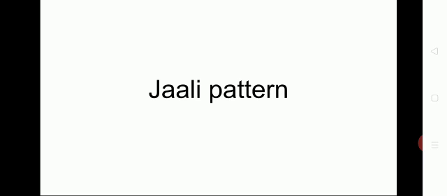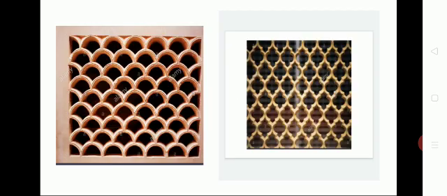Next, the jelly pattern. Jelly pattern means it is a small gap pattern. Look at the image. They made a small gap in this pattern. So we can say jelly pattern. And then next, the Zaroha pattern. Zaroha pattern means it is a big gap pattern. Look at the image. They make an arch inside, having a big gap. So this we can say is the Zaroha pattern.